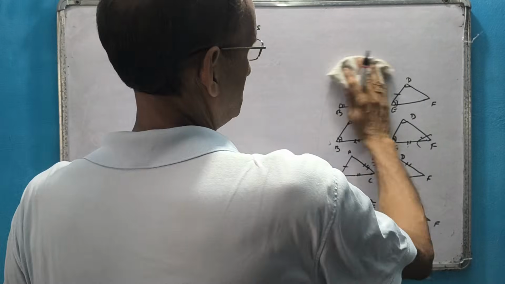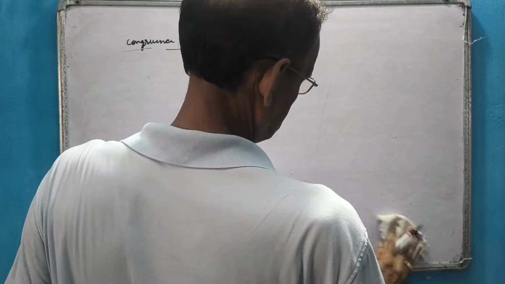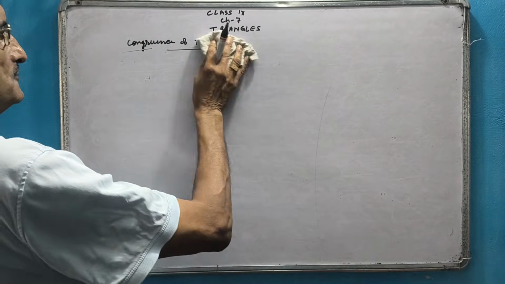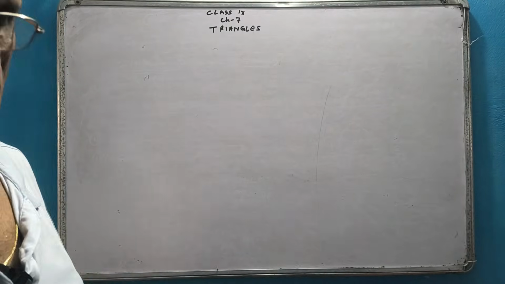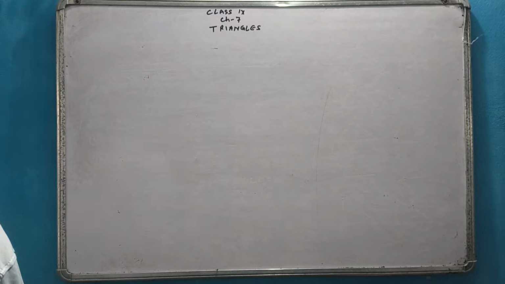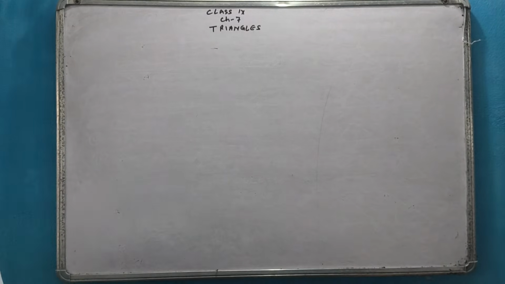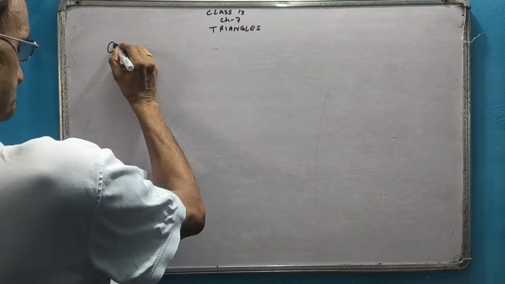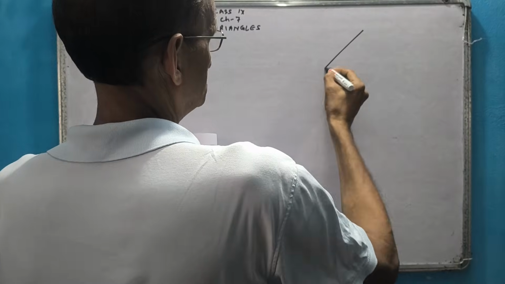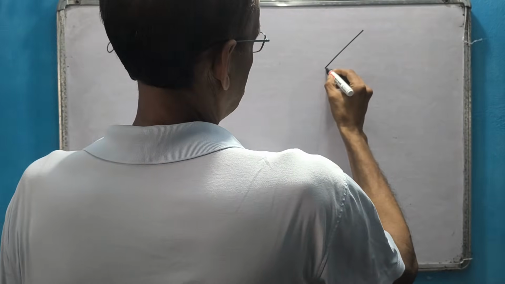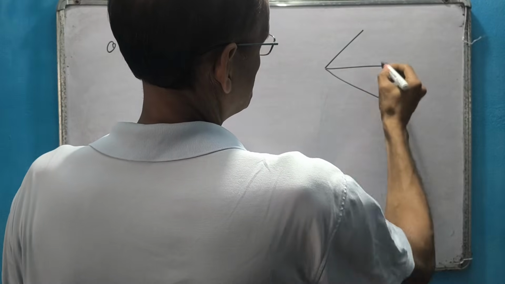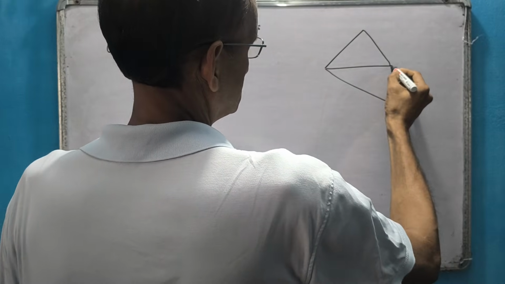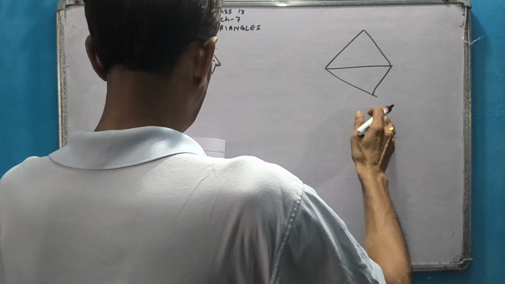So these are the criteria for congruence of triangles. Okay, now you can start exercise 7.1. Very easy only. In most of the questions, diagrams are given. So let us start number 1. We have been given the diagram. So draw the diagram. Diagram is compulsory to draw in geometry.